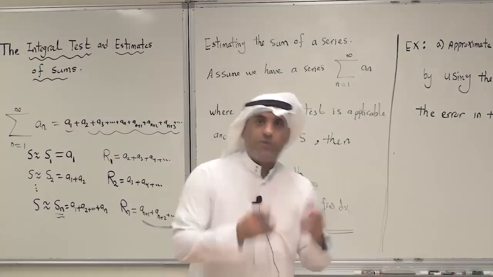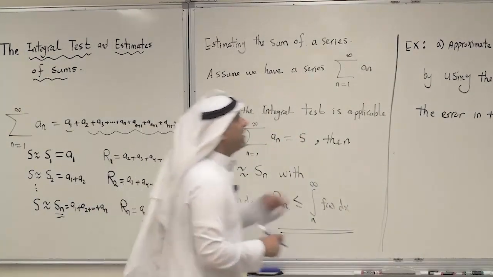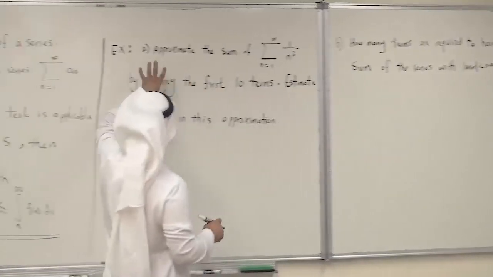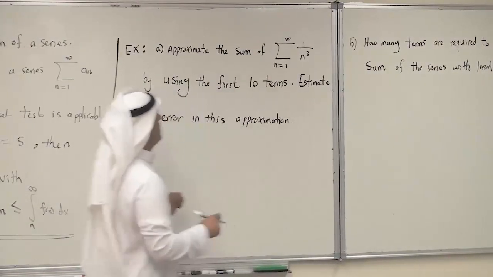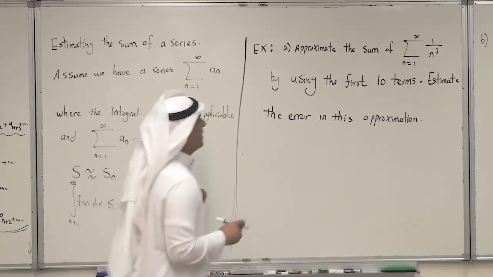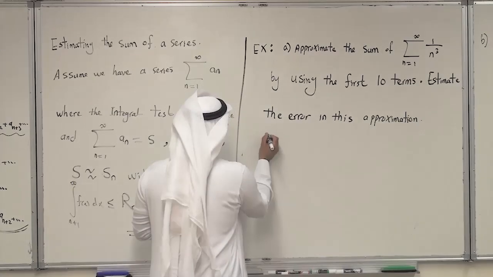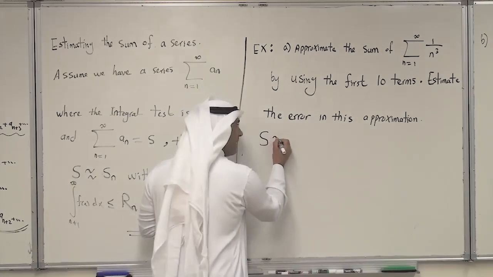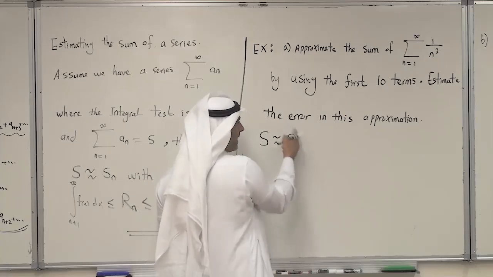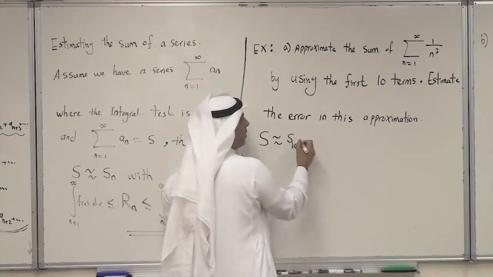Okay, let us see an application for this estimation theorem we have. The question says approximate the sum of the series by using the first 10 terms, and then we need to estimate the error in this approximation. Fine. So to estimate the sum, it means S is approximately equal to S10. What is the meaning of S10? It means we are adding the first 10 terms only of the series.